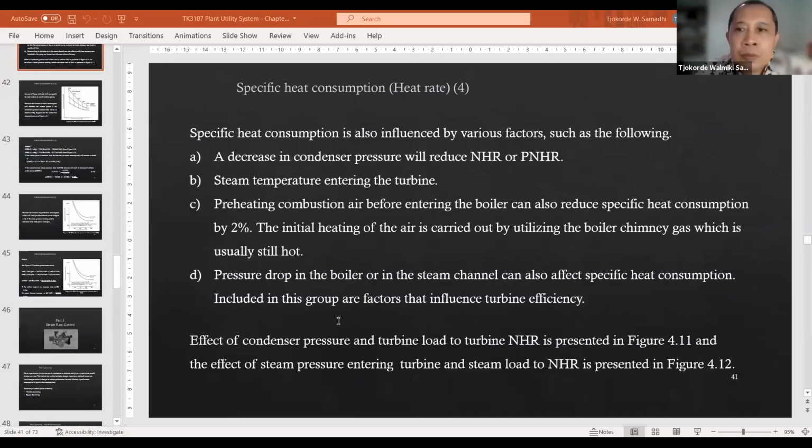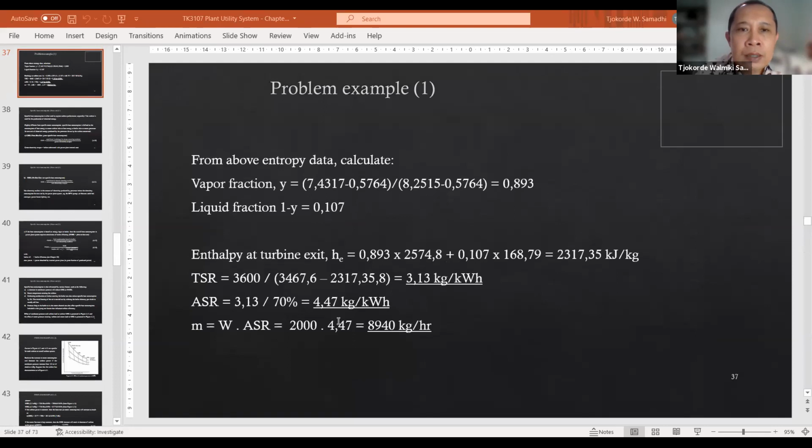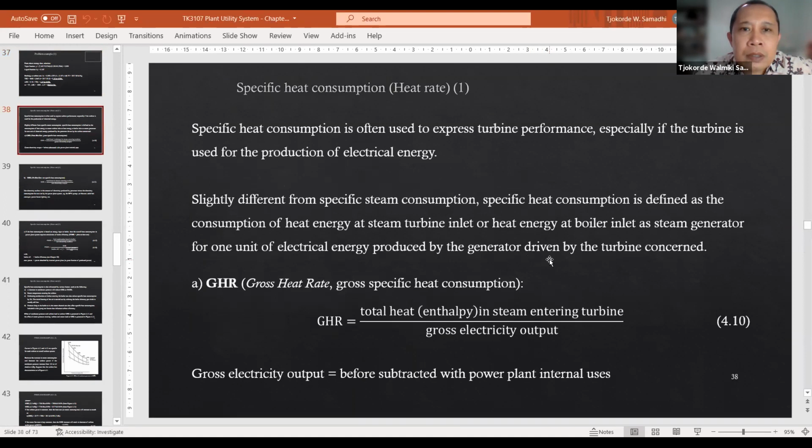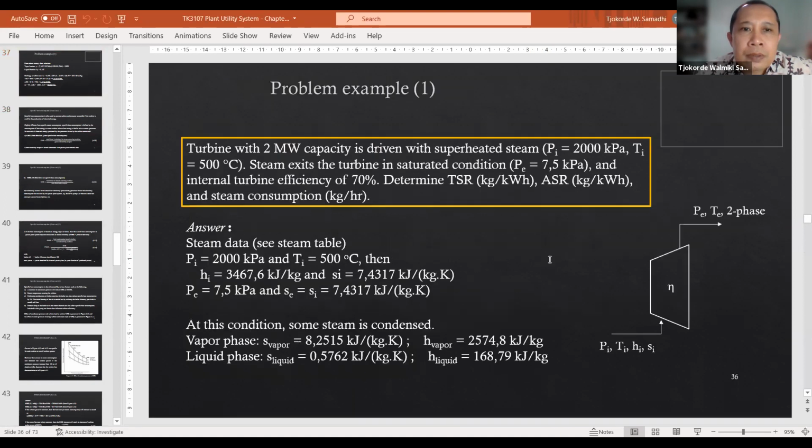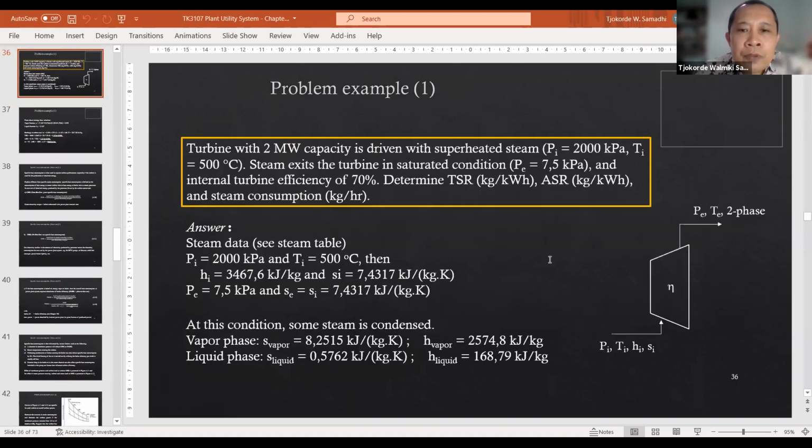Right. So what we're learning today is sort of the more auxiliary topics in steam turbine. But before that, oh, where is it? There we go. So we finished off here last week, right?